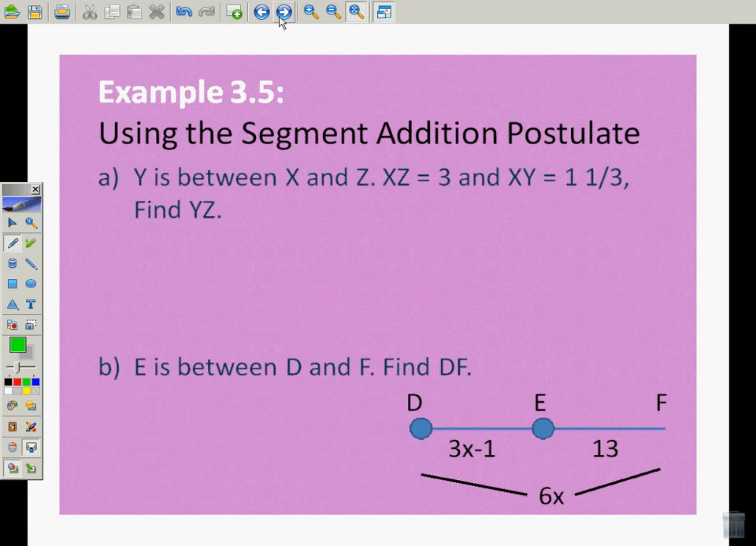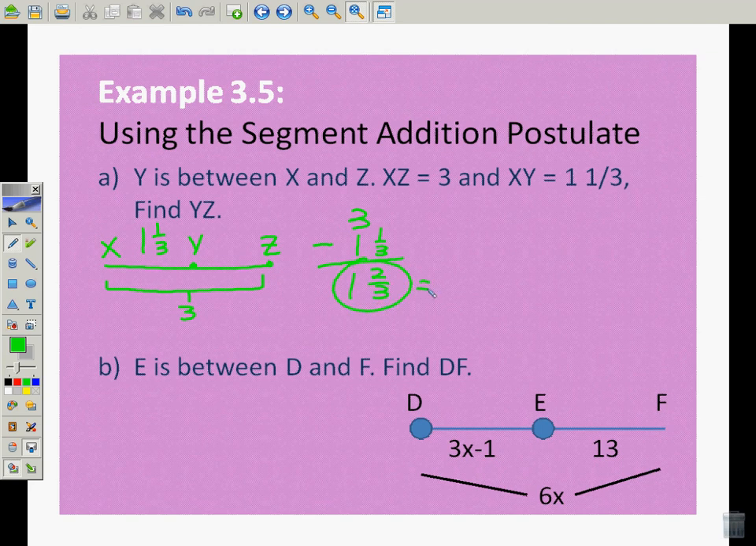All right, we're back. Here we go. We're going to check our answers. Kind of like the last example. Y between X and Z. XZ is 3. Whole thing is 3. XY is 1 1/3. So we're going to have 3 minus 1 1/3. So that'd be 2, and then minus 1/3, it would be 1 2/3 is equal to YZ. Notice how that happens.